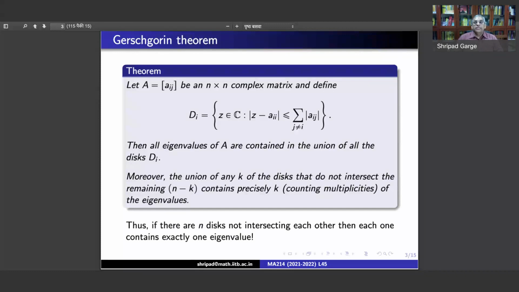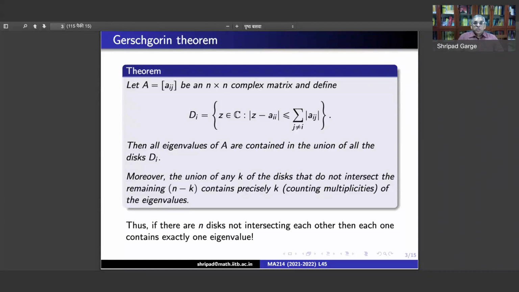It locates the eigenvalues to some extent, and here we don't have to do any difficult or expensive computation. You have to just take the moduli of all non-diagonal entries and sum them up, which is supposed to be the easiest job for a computer.